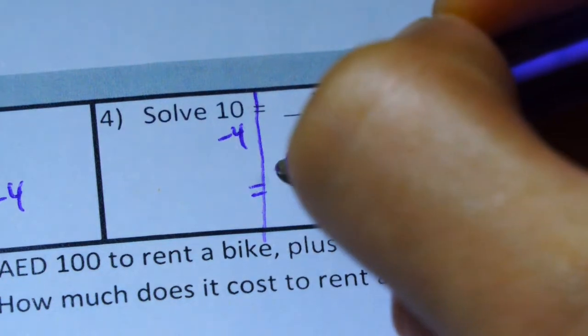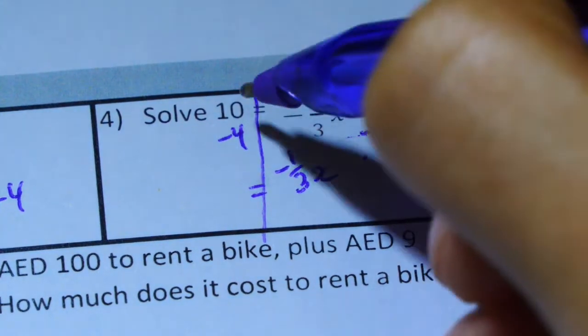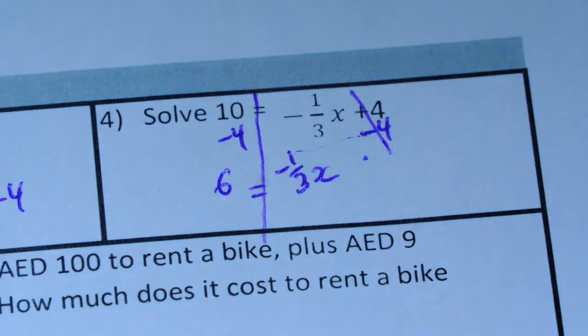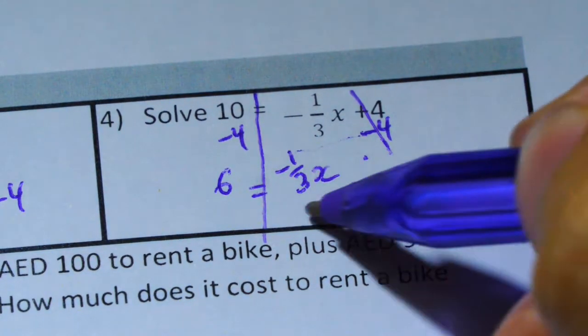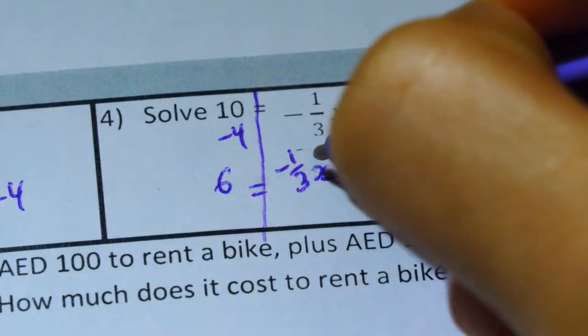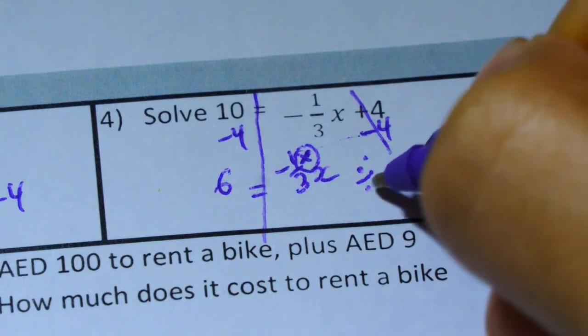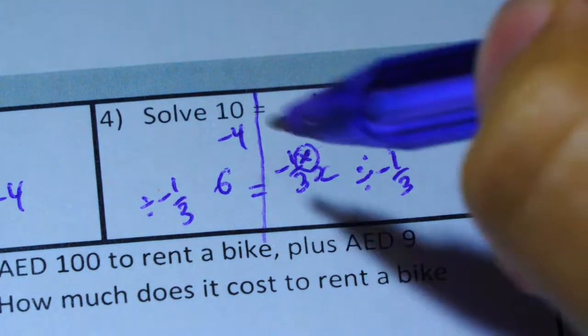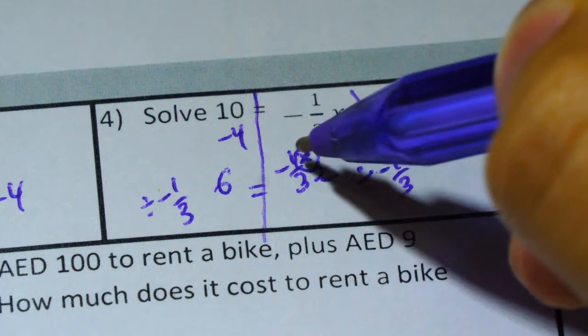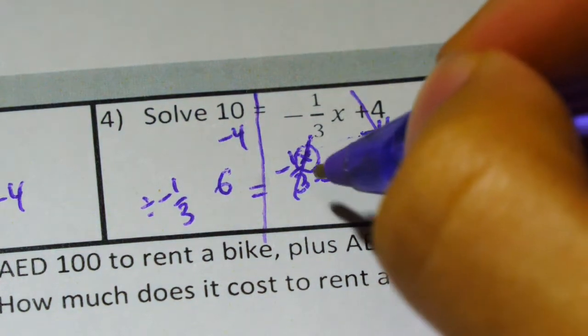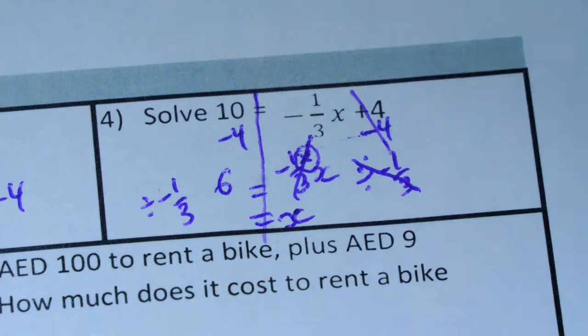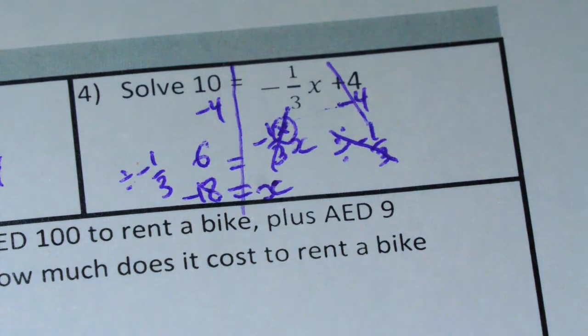So we have this minus 1 over 3x. 10 minus 4 is 6. Okay, now where is our x? Our x is here. This means minus 1 over 3 times x. So the opposite is divide by minus 1 over 3. Divide by minus 1 over 3. Okay, times by minus 1 over 3 and divide by minus 1 over 3. We delete. We have x left. 6 divide by minus 1 over 3, minus 18. So x equals minus 18.